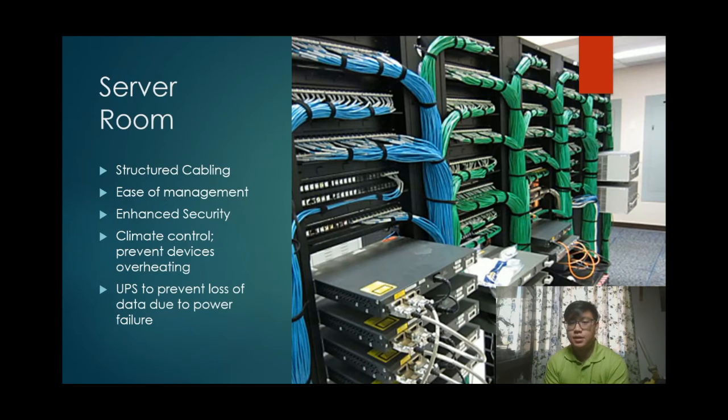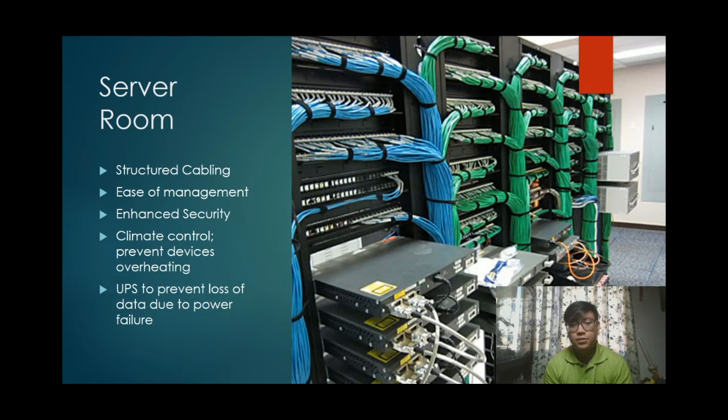So this is how a server room looks like. In a server room, we are able to use structured cabling, where everything is structured, everything is labeled, everything is organized with ties, as you can see here in this picture. By having everything in a server room, we can ease the management of each network switches. So if there's a failure of network in any devices, we can just enter the room and trace back where the failure occurs.